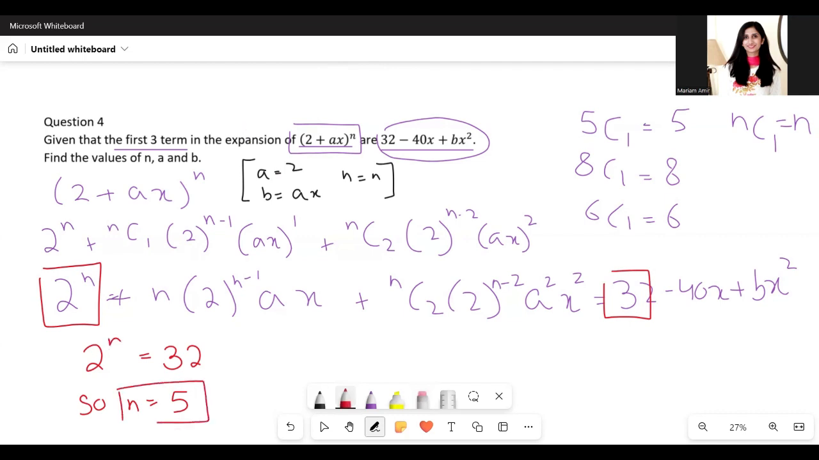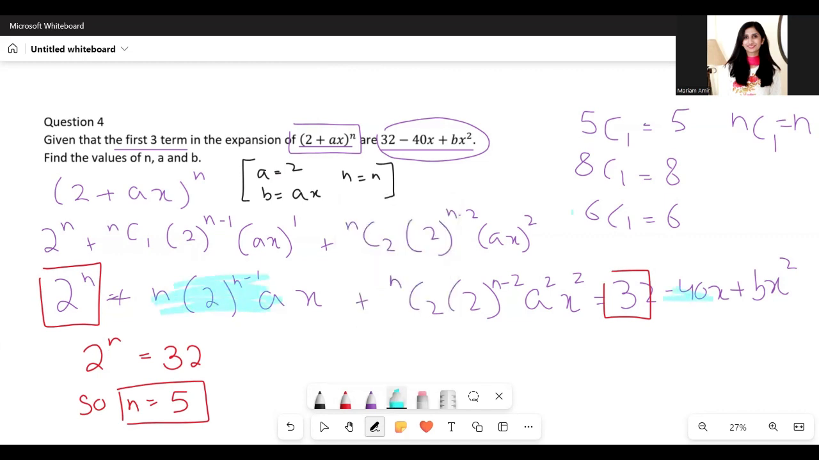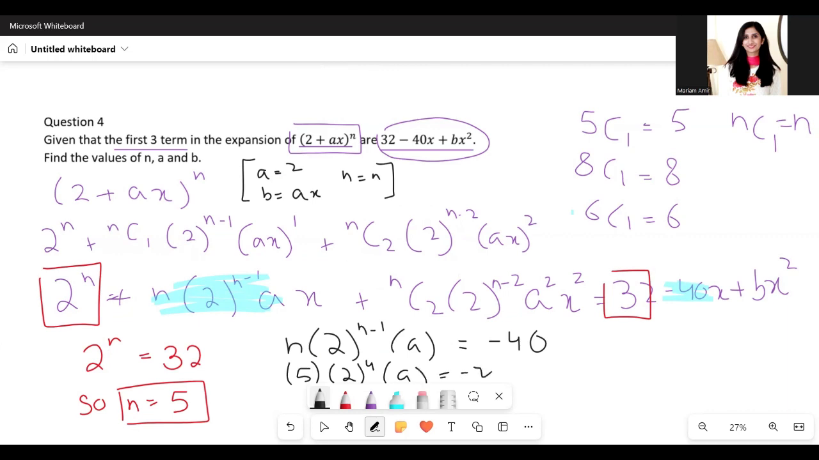Okay, we have N. Now what can we do to find A? So for A, we compare or equate the coefficient of X on both sides. It is N times 2 power N minus 1 times A equals minus 40. Now we already know what N is, 5 times 2 power 4 times A equals minus 40. So 5 times 2 power 4 is 80. So we get A equals minus 40 by 80, and that's negative half. So A comes out to be negative half.